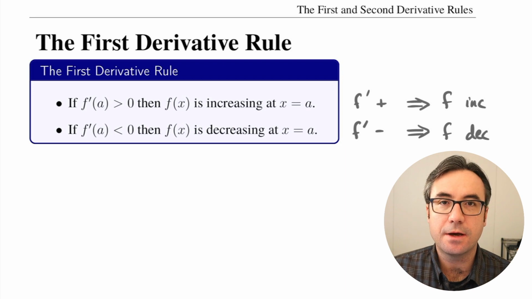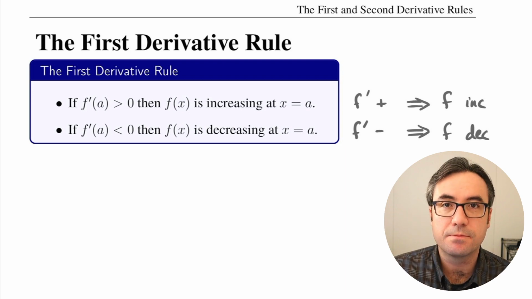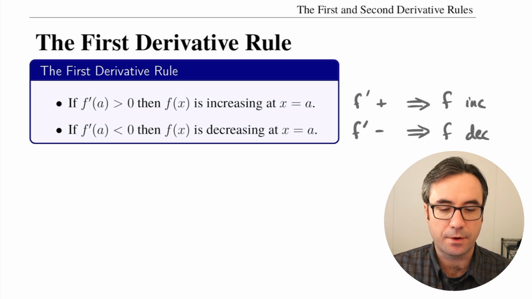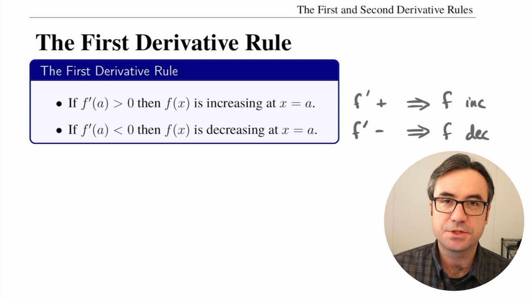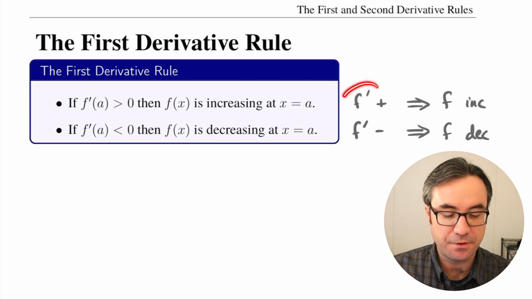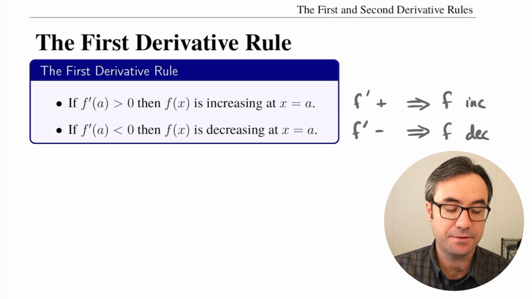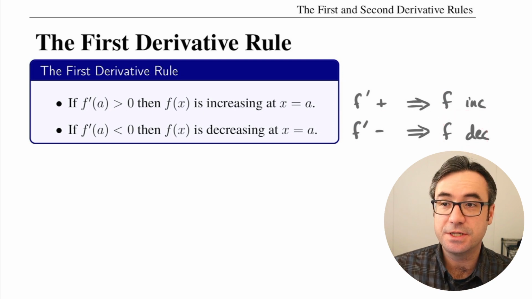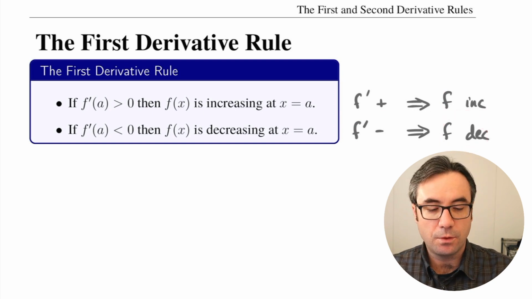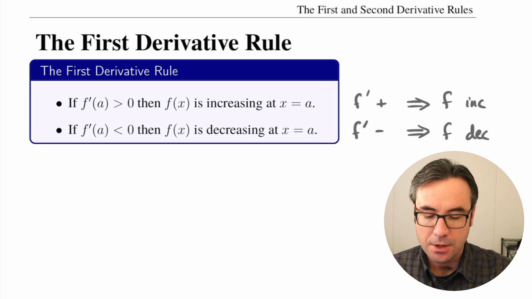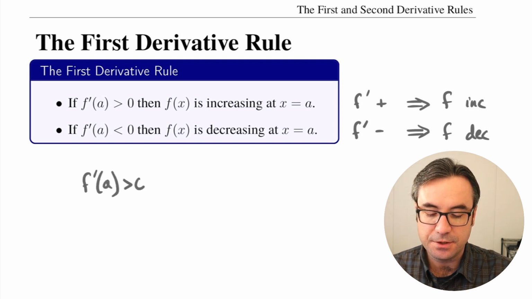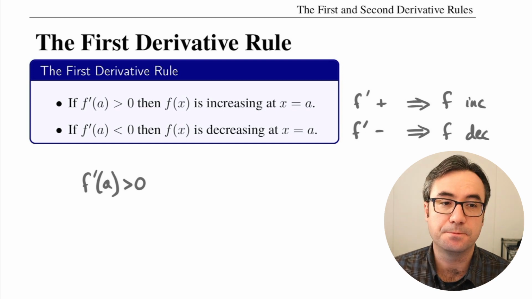And this is going to be a relationship that we're going to refer back to over and over. So this one's pretty important. So if our first derivative is positive, the original function then is increasing. And if the first derivative is negative, then the original function is decreasing. And so why is this? Well, let's see what it means for the first derivative to be positive, to be greater than 0.